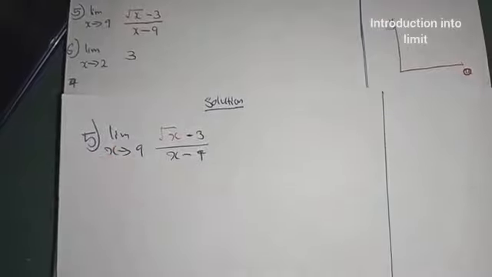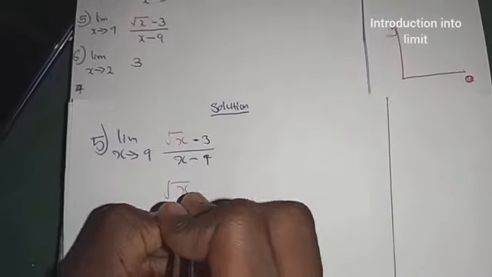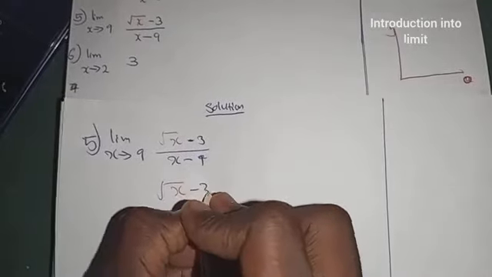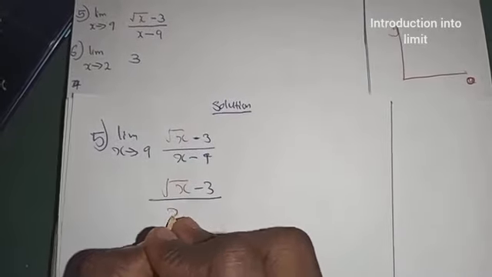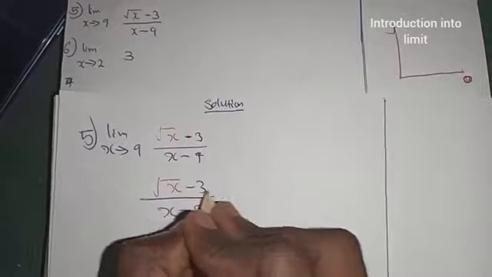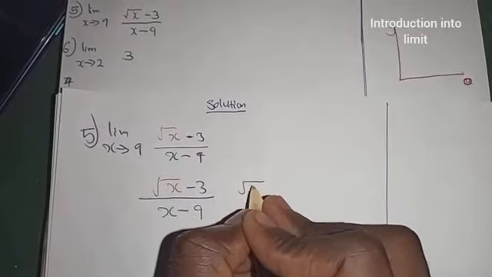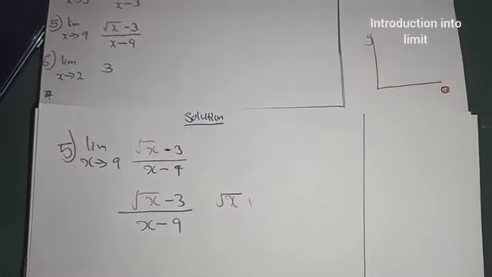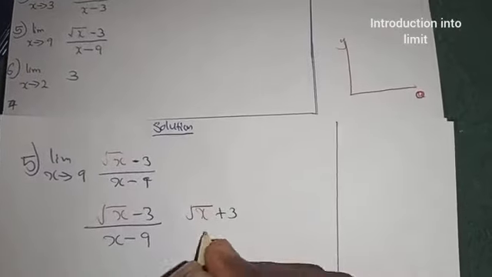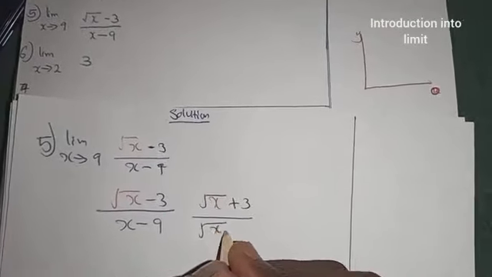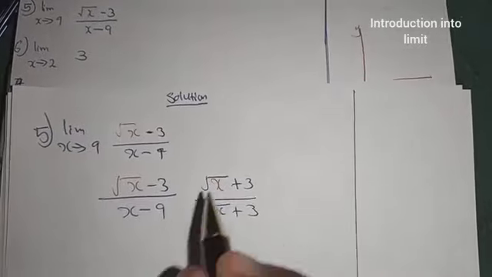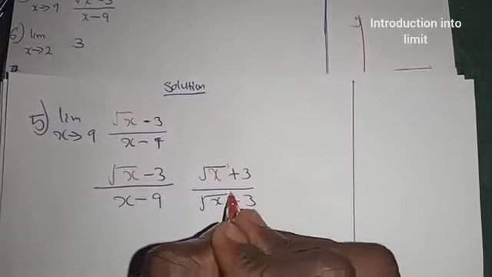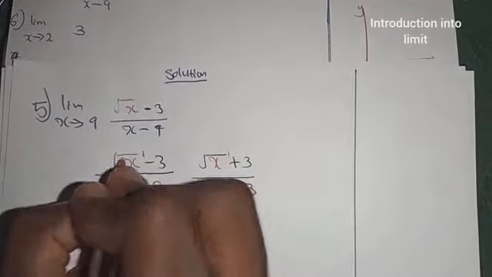So now our question will be square root of x minus 3 all divided by x minus 9, and the conjugate of this is square root of x plus 3 all divided by square root of x plus 3. So this one are separate values, also this one are separate values. Likewise, this one also are separate values.